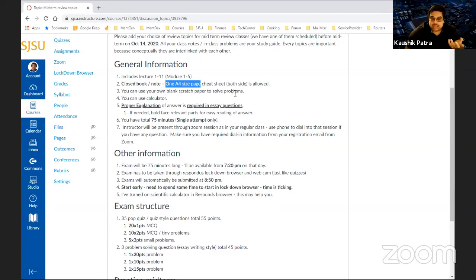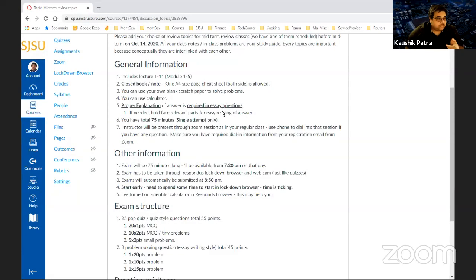It will be a link in the exam so that you can click on the link in the Respondus browser and access that document. You can use your own blank scratch paper to solve the problems. You can use a calculator. And I have also opened up the scientific calculator on the Respondus lockdown browser. You can use that as well.